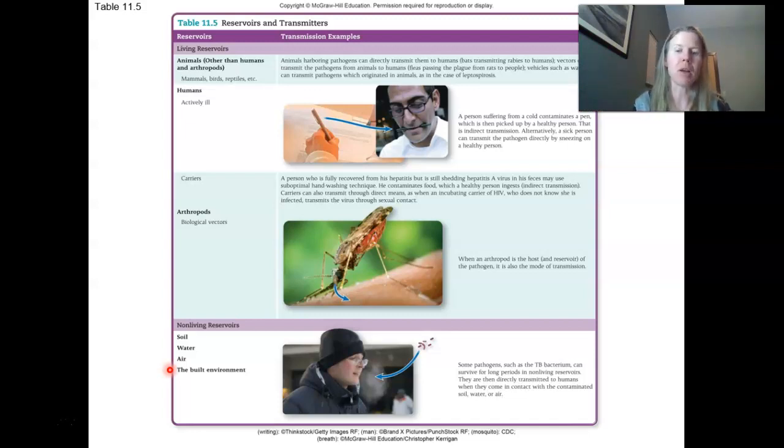Some microbes are better than others at surviving in non-living reservoirs. Viruses are terrible at it. They need to be in a host cell in order to survive and reproduce, so they don't live that long outside. Here they're pointing out that tuberculosis can actually hang out for a really long time.